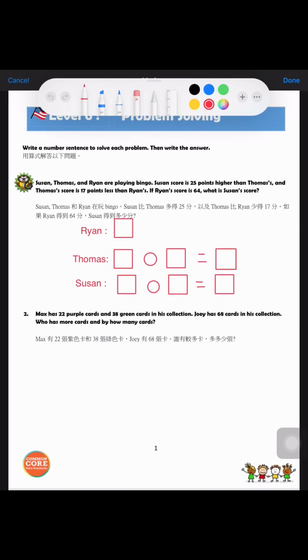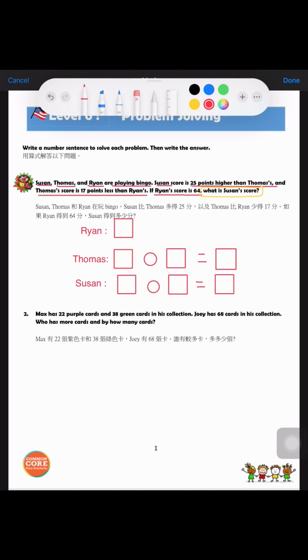Let's start with the first question on page 1. Susan, Thomas, and Brian are playing bingo. Susan's score is 25 points higher than Thomas, and Thomas' score is 17 points less than Ryan's. If Ryan's score is 64, what is Susan's score?